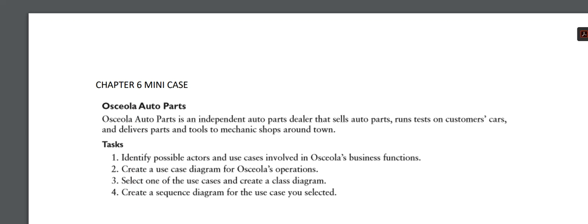Okay, so I highly recommend you take a look at some examples of auto parts so that you have a better understanding of how they do it. One of the questions in here is to identify possible actors and use cases involved in Osceola's business function. I know that you will have variation in your answer, but some of the actors that you might include can be customer, mechanics, and you can also do delivery drivers. Use cases might include buy parts, manage parts inventory, test customer cars, and deliver parts.